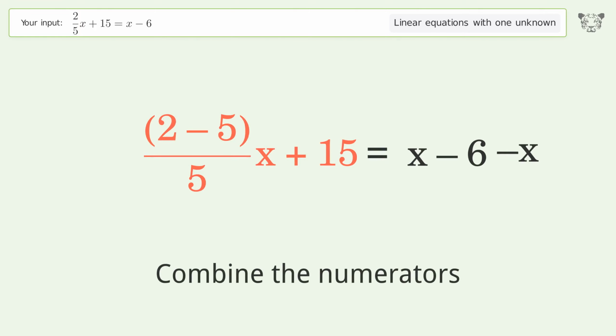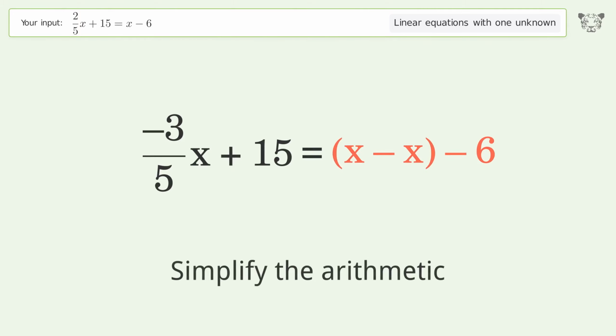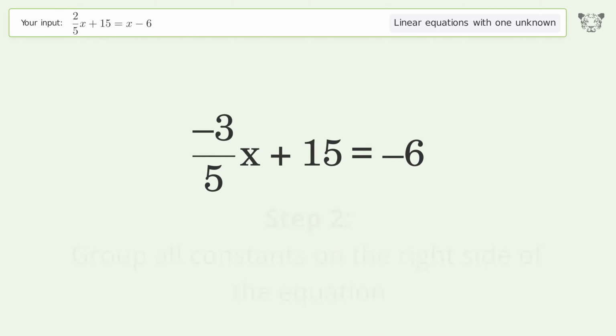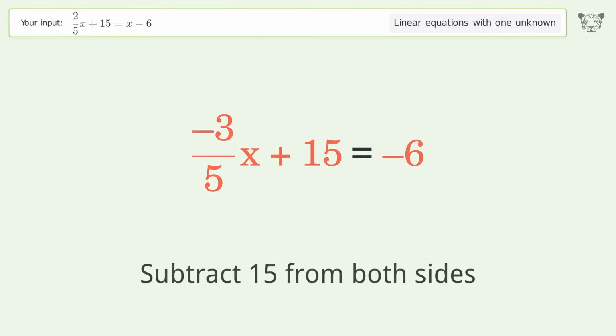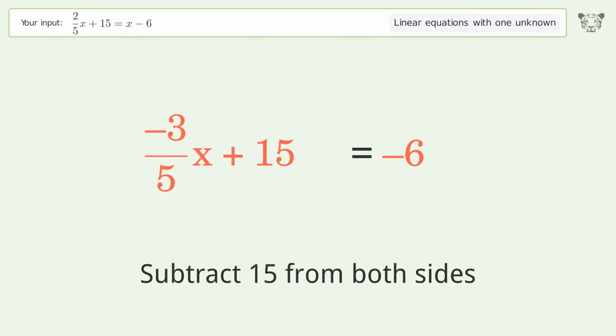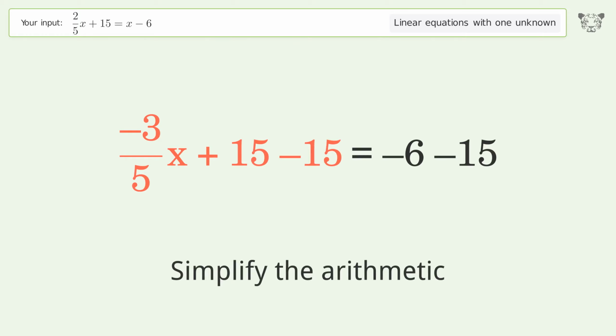Combine the numerators. Group like terms. Simplify the arithmetic. Group all constants on the right side of the equation. Subtract 15 from both sides. Simplify the arithmetic.